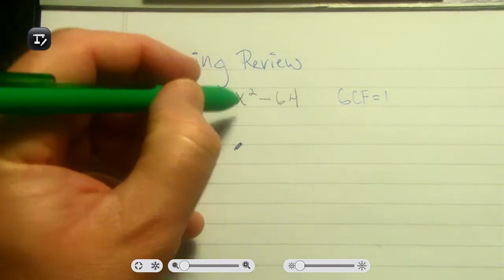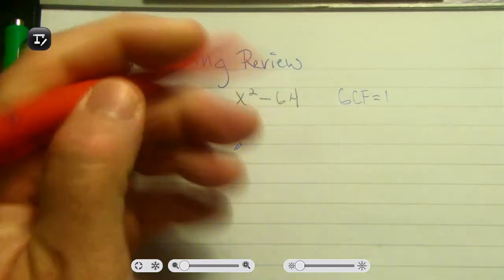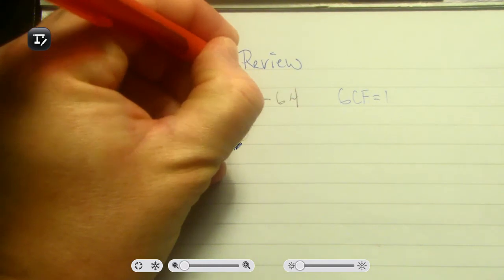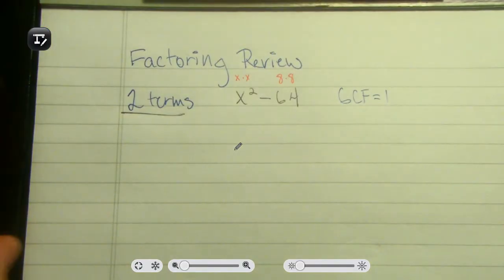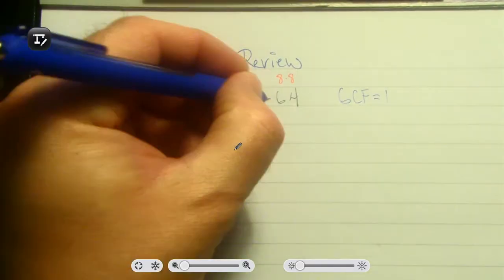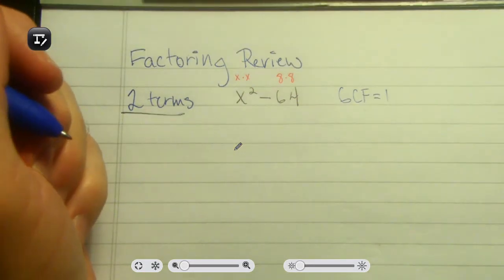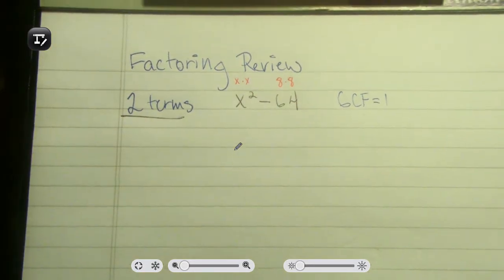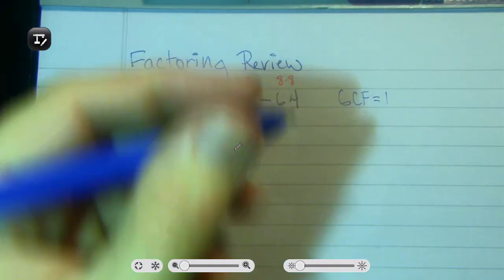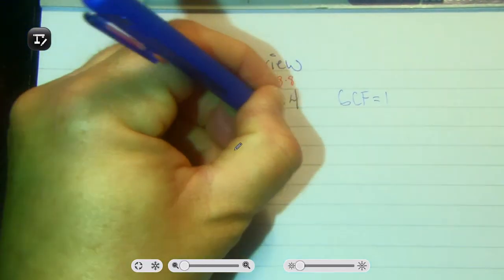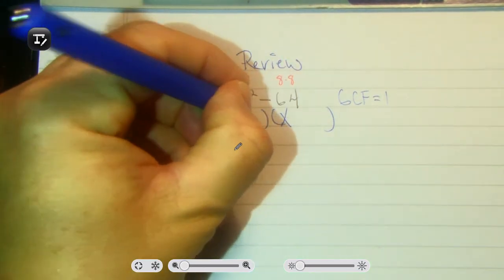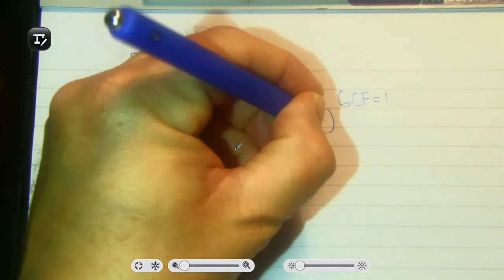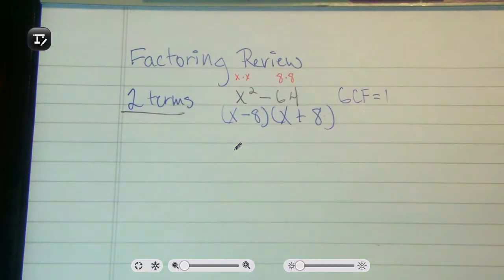So this is a square. The x squared is the same thing as saying x times x, and 64 is the same thing as saying 8 times 8. And it is a difference of squares. There's a subtraction sign there, so all that's good. So this will factor then to be x minus 8 times x plus 8. And remember, it doesn't matter which one comes first.